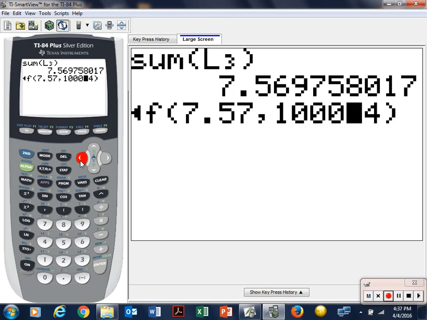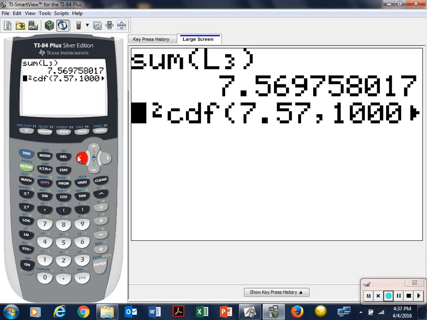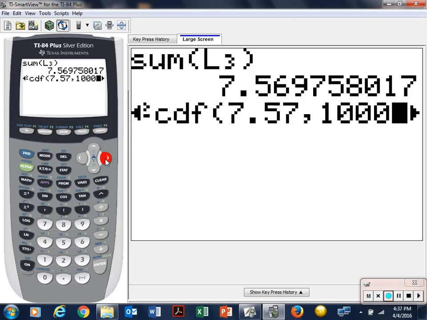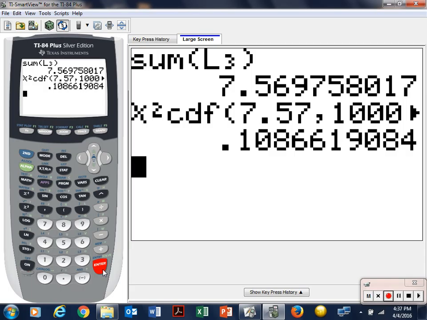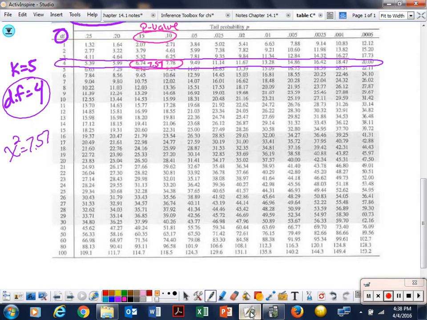All right, so you can see, let me scroll back this way. If you've got a really old calculator, you don't actually do that. This will show up on your screen. I hit the left arrow a little too often. So you can see chi squared CDF 7.57, comma, 1,000, comma, and then your degrees of freedom. Hit enter. And now we're going to get the exact value. We already saw from the table that it was somewhere between 0.15 and 0.10. Well, there it is. It's 0.109. All right, so let's go back to the problem.